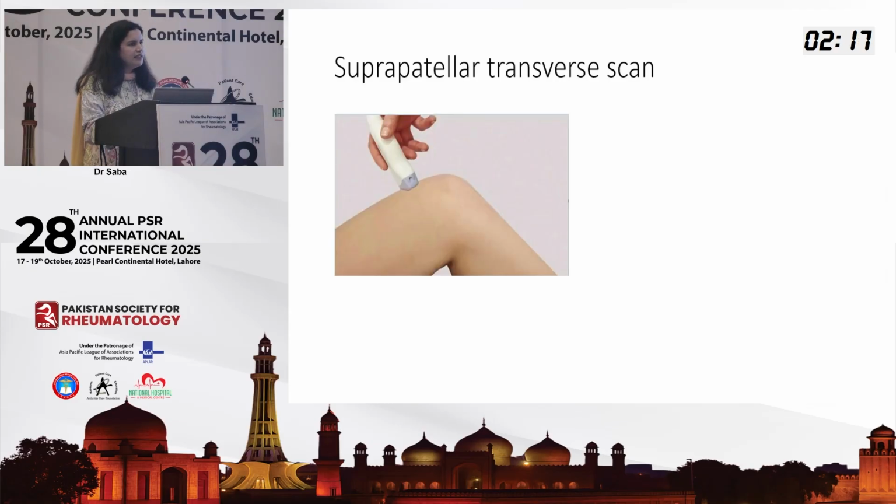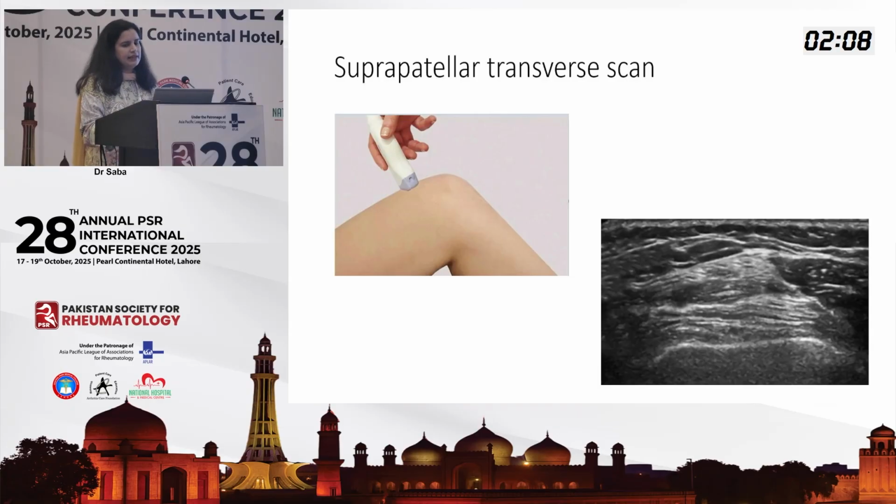Now, at the same place, we stay on top of the tendon. Now we are going to rotate exactly 90 degrees at the same point. So we are now going to do the suprapatellar transverse scan. Once you do the transverse scan, you see something like this.